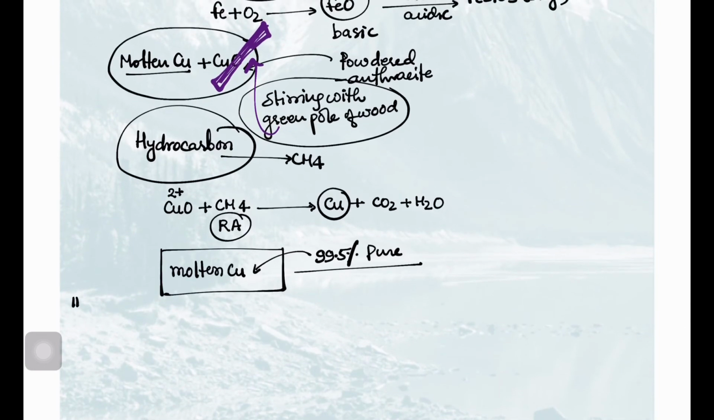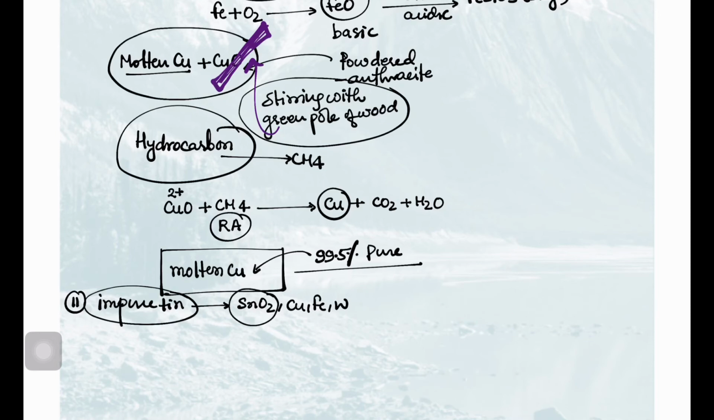So if we see the polling process of tin, we have impure tin. Impure tin basically contains impurities like SnO2, copper, iron, tungsten. Okay. Now, this impurity like SnO2 is due to the incomplete reduction of tin stone during the smelting process, and we need to remove that impurity.